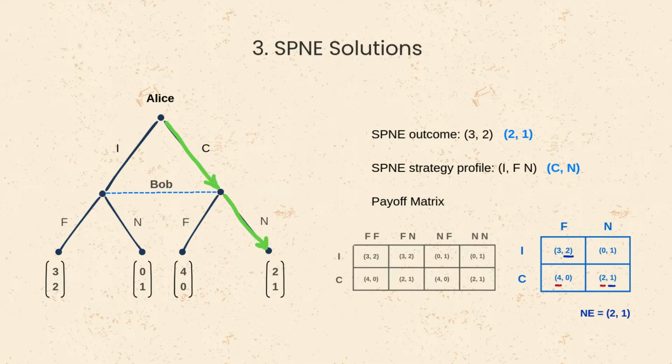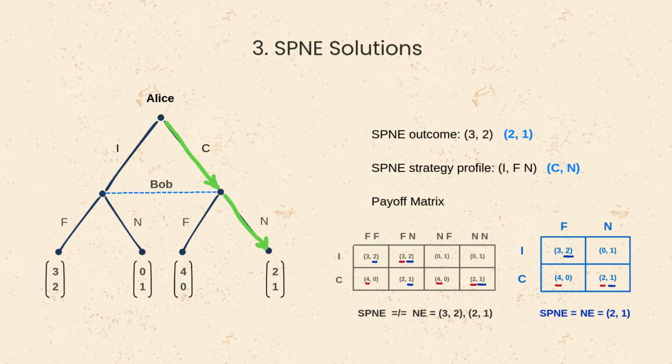And since in this game there is no other subgame other than the game itself, the subgame perfect Nash equilibrium is the same as Nash equilibrium. But you can see that in our previous example, it was not the case. The Nash equilibrium is not the SPNE in our first example.